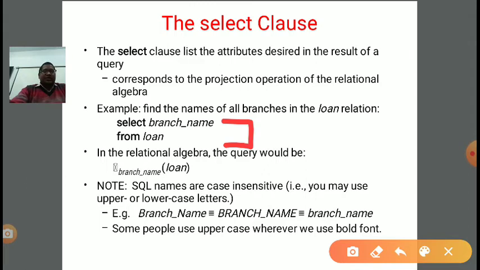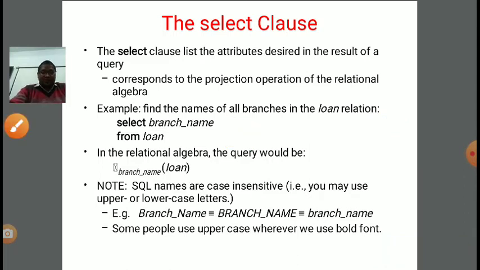There is no condition in this query. Find the name of all the branches in the loan relation. Straightforward, it is asking about the information, not putting any restriction or any condition. Clear?